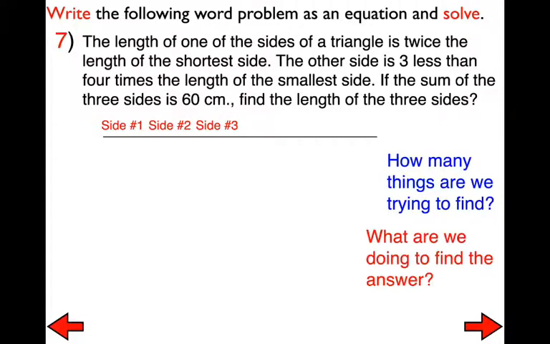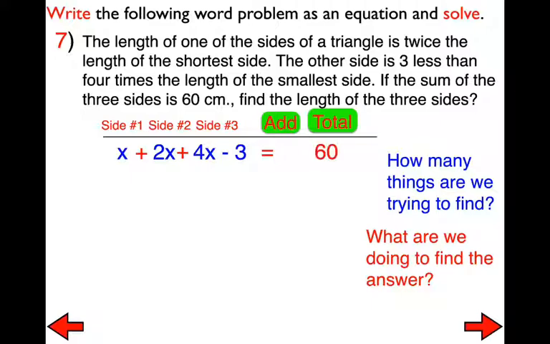We're going to make the smallest side x. It says one of the sides is twice the length of the shortest side, so we'll make that side 2x. The other side is 3 less than 4 times. Remember, less than is another one of those. Reverse the order and subtract. And 4 times the length of the smallest side. That's the smallest side. So that would make that third side 4x minus 3. We add them up to make a total of 60.